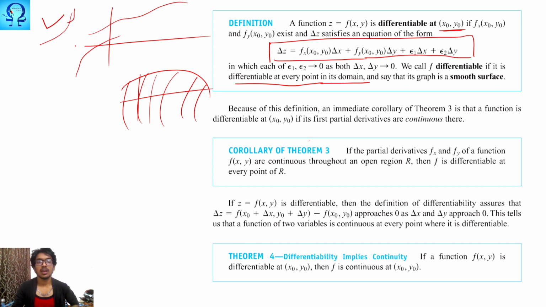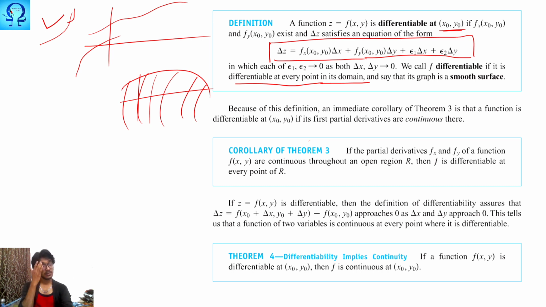In this way, they are meaning to say that the smooth curve is the one in which the slope can be found at all the points. Smooth surface means here you may be able to identify your tangent plane at all the points. That is what they mean to say.